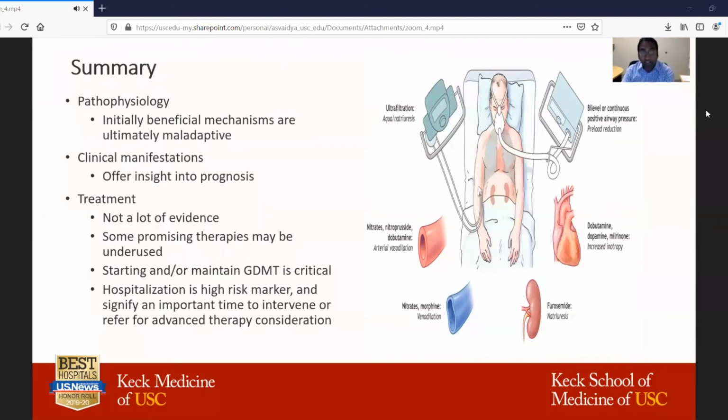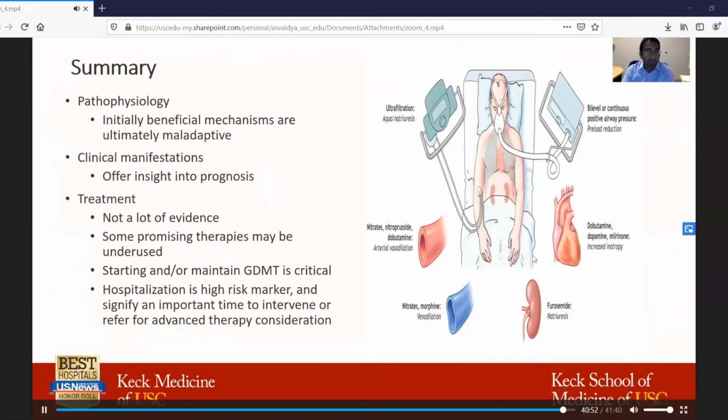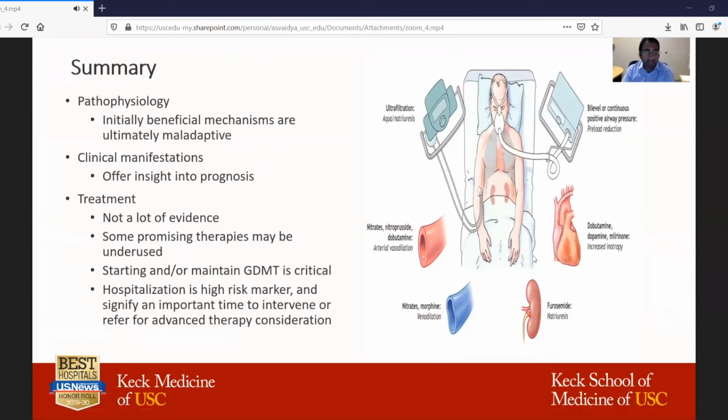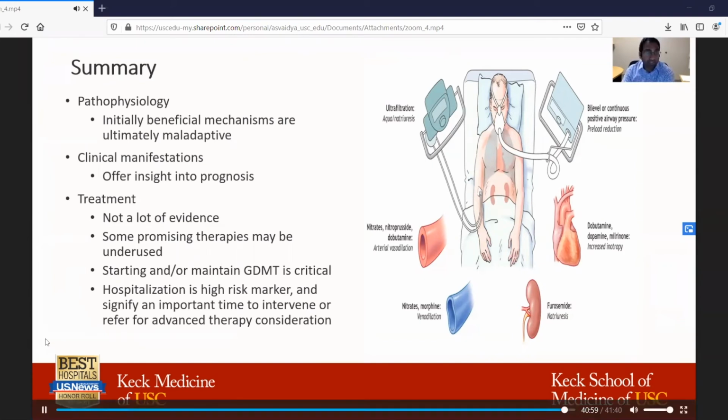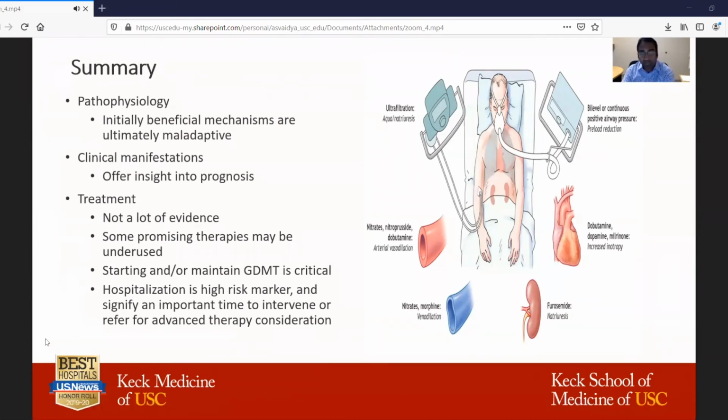Starting and/or maintaining guideline-directed medical therapy is critical in the acute setting. So use the opportunity when patients come into the hospital to intervene and really impact their lives and their survival. And then lastly, hospitalization is really a high-risk marker and signifies an important time to intervene or refer for advanced therapy consideration. So really give patients a chance to have a new life if they're a candidate by referring them to advanced therapies, either in the outpatient or inpatient setting.